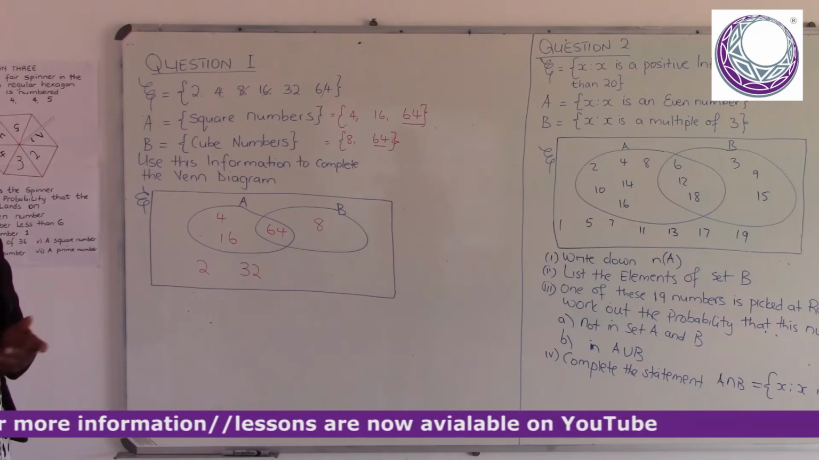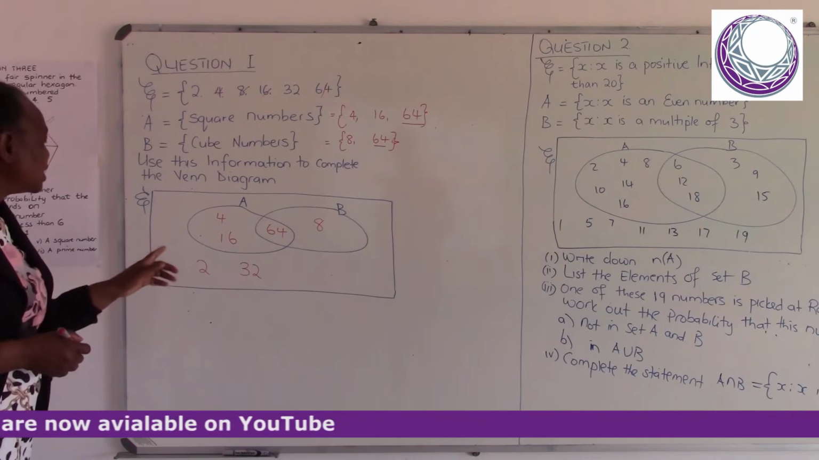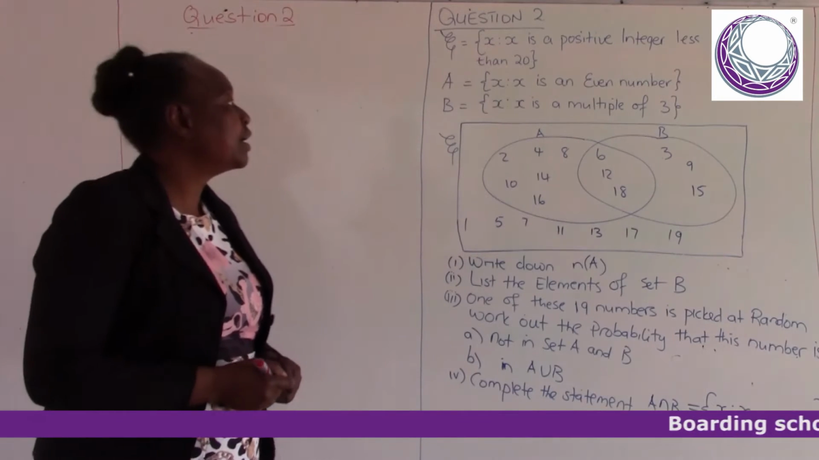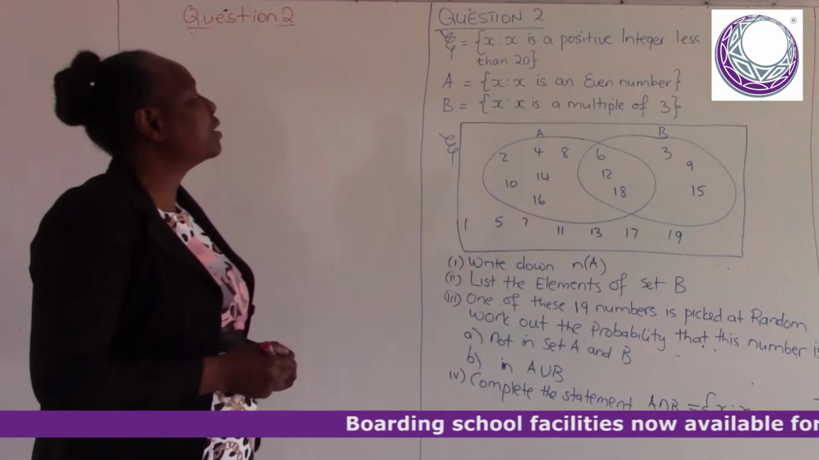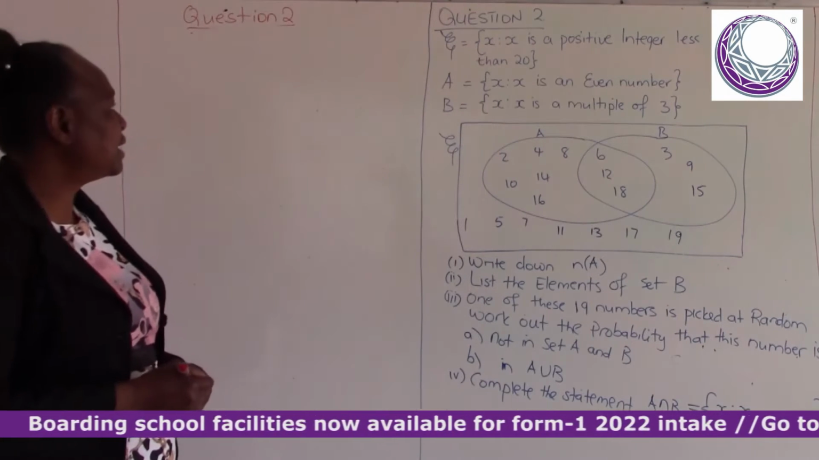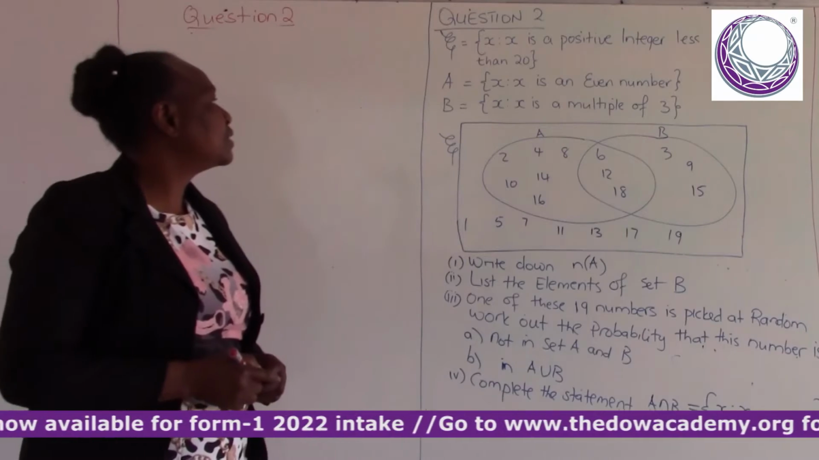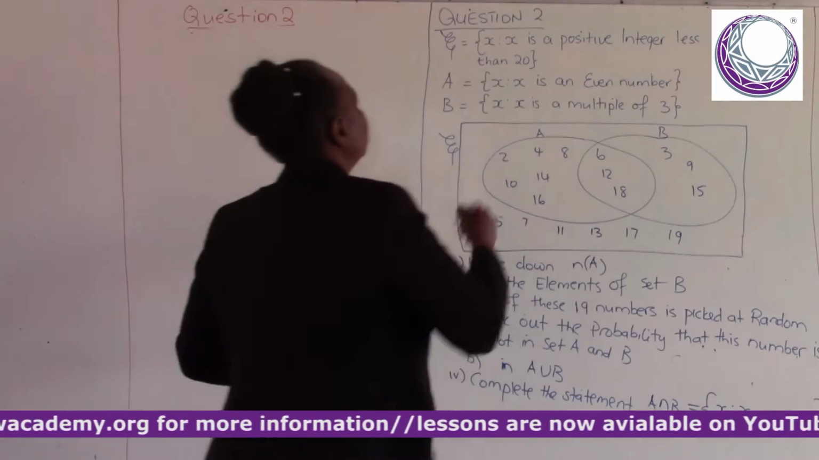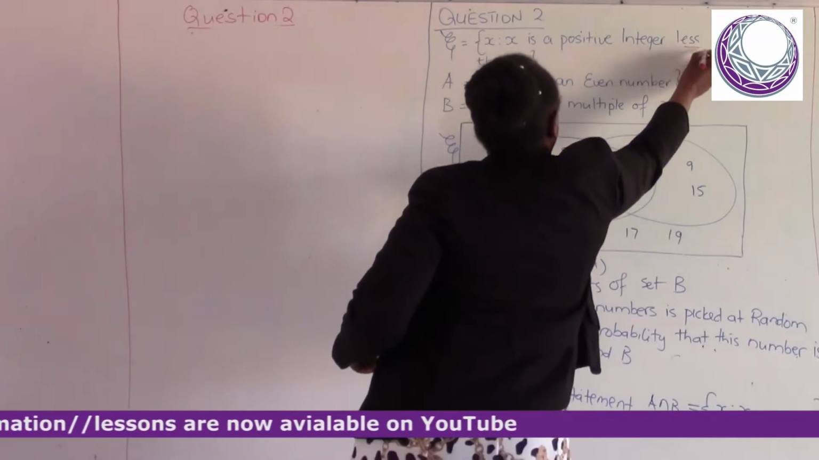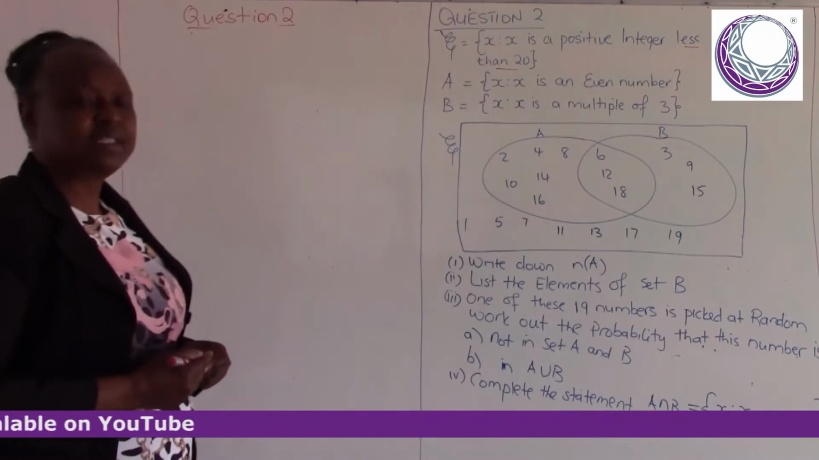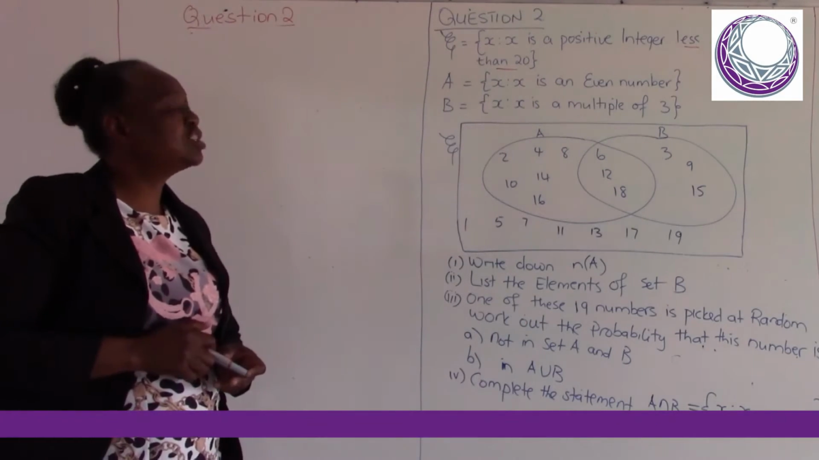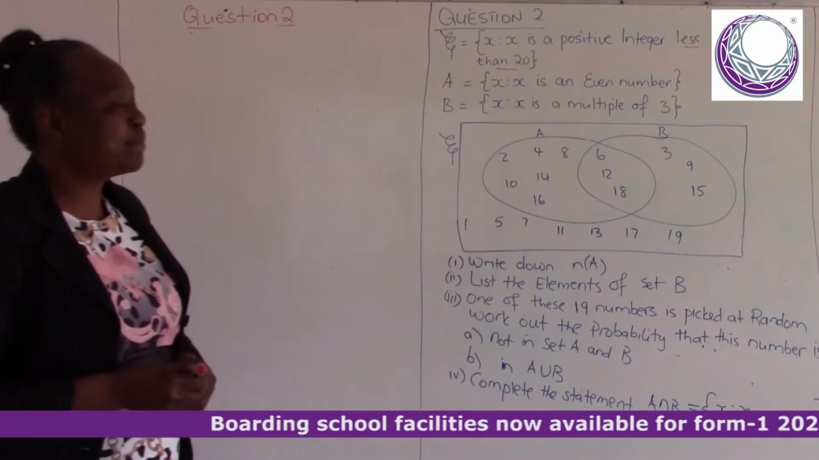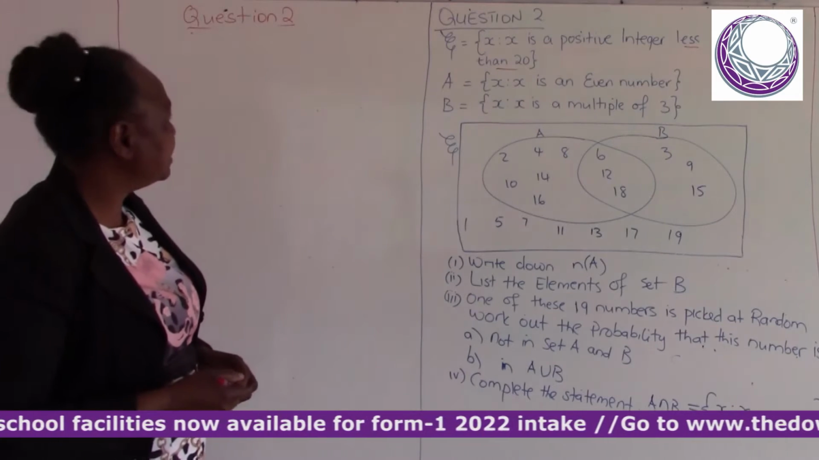Now, this is the end of question 1. I now want to move on to my question 2. In question 2, we have our E, our main set, is X, such that X is a positive integer less than 20. This is very, very important. In sets, it's just about the language, less than 20. And if they are positive integers, we are basically talking about numbers 1 up to 19.